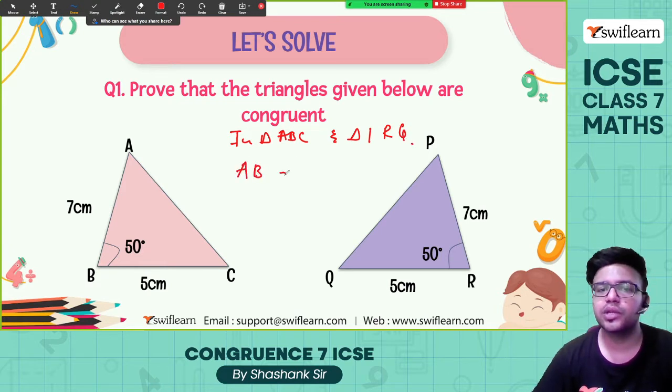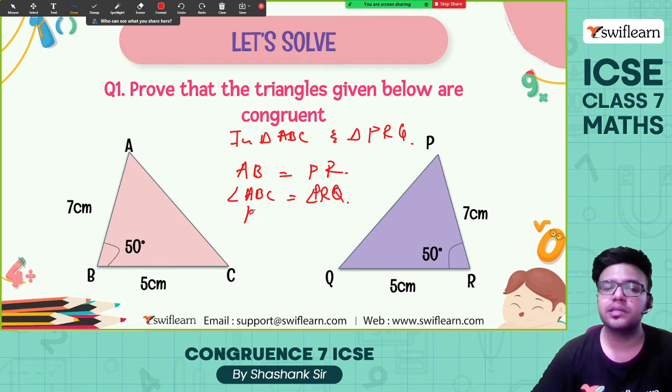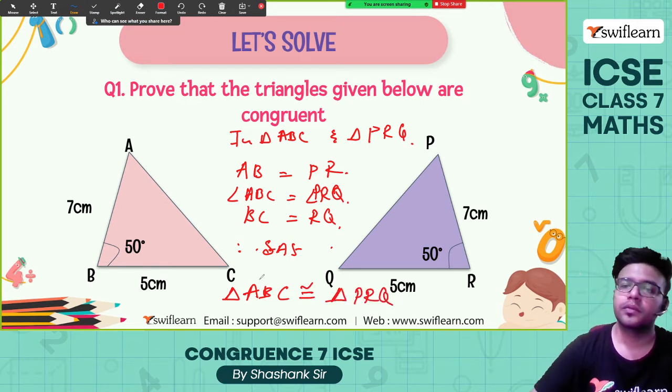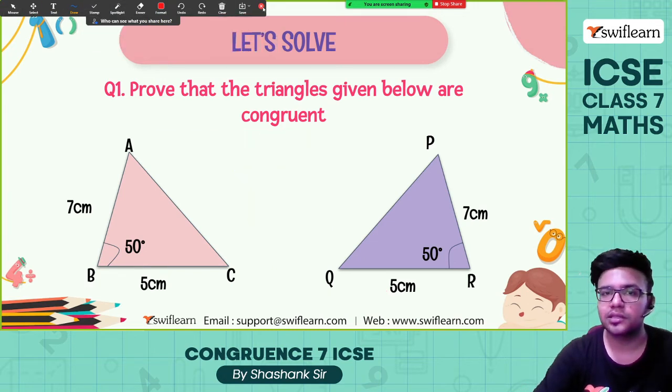AB is equal to PR. Angle ABC is equal to angle PRQ. BC is equal to RQ. Therefore, using the SAS congruence rule, what can we say? Triangle ABC is congruent to triangle PRQ. Got this?